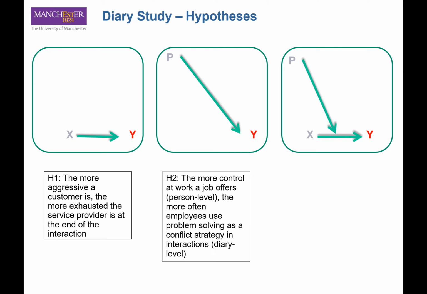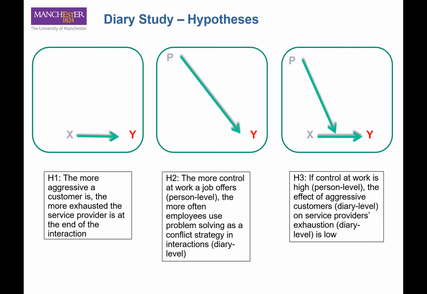For hypothesis 2, the more control at work a job offers, that is at the person level, the more often employees use problem solving as the conflict strategy in interaction. As you can see, this is multi-level because the control of work is at the person level, and the problem solving conflict strategy that employees use is at the diary level. So that's why this is the cross-level, multi-level data analysis here.